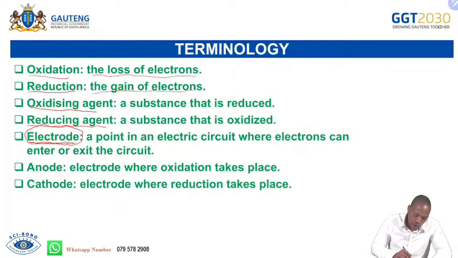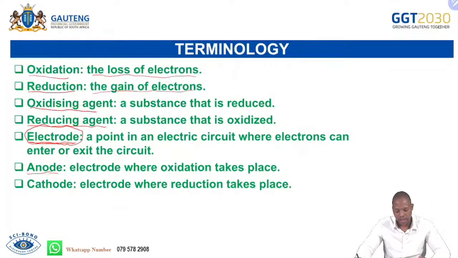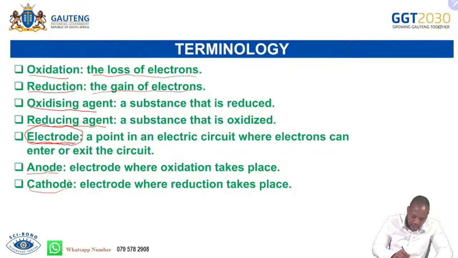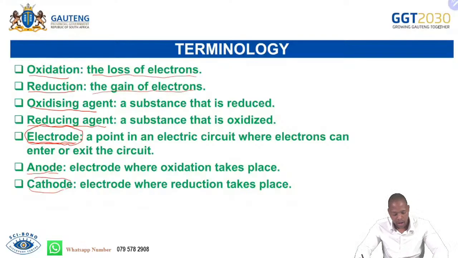And then we have anode. An anode is the electrode where oxidation takes place. And then a cathode is the electrode where reduction takes place. So these are names of the electrodes. The name of the electrode is the anode. The name of the electrode is the cathode, grade 12.